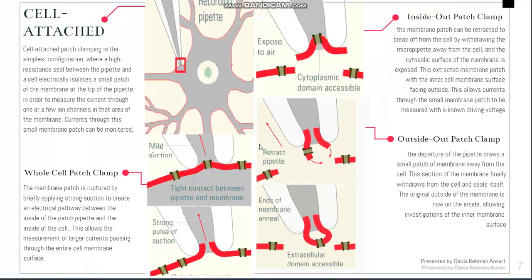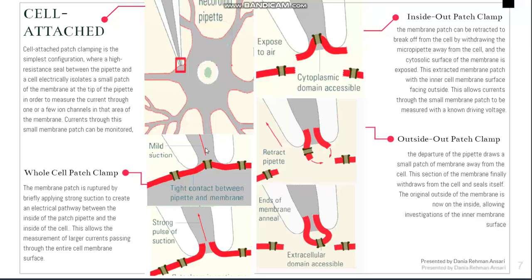Cell attached patch is the simplest configuration, where a high resistance seal forms between the pipette and the patch of the cell, by applying mild suction, in order to measure the current through one or a few ion channels in the area of the membrane. The benefit of this attachment is that the internal structure is not disturbed, and the intracellular mechanisms function normally. After the cell attachment, the whole cell configuration is the most commonly used patch clamp mode.